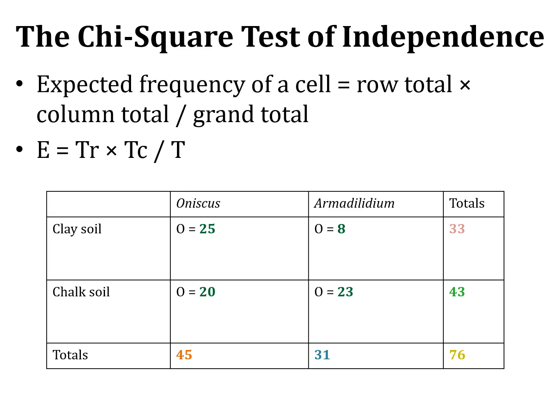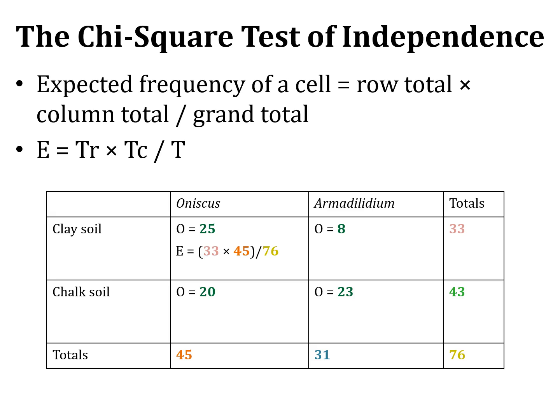And then 43 represents the total of the rows, which represents chalk soil. And then 45 is the total of column number 1, which belongs to the Oniscus species in the two types of soils. And then the 31, this is the sum of column number 2, which is Armadillidium in the two types of soils. So these are our row totals and column totals. And what is our grand total? Our grand total is the sum of all observations, which is 76 here.